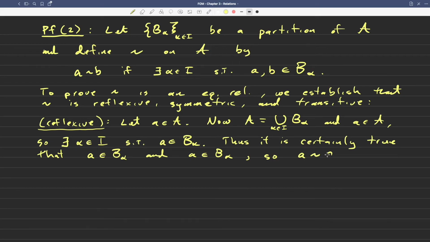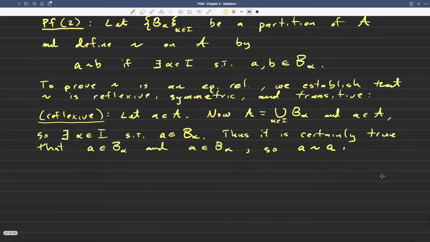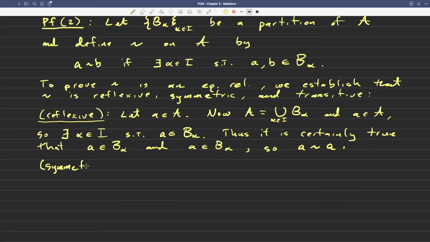So A is equivalent to A because, for A to be equivalent to B, you had to have A and B both in the same set. But here I have A and A are in the same set, so that means A is equivalent to A. So that one seems a little silly, but that's how you'd have to prove it.